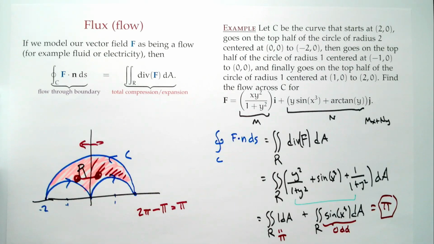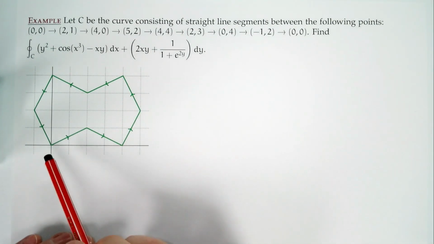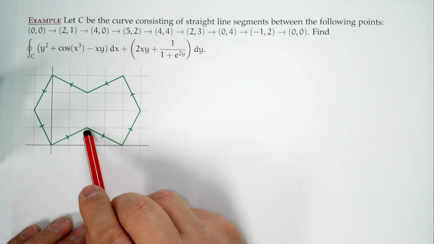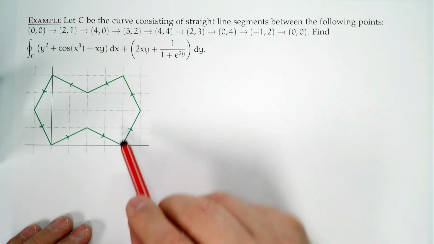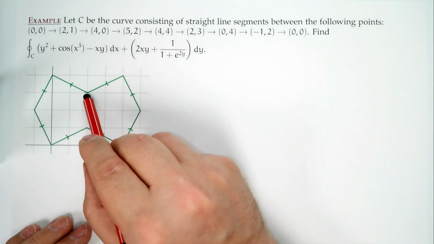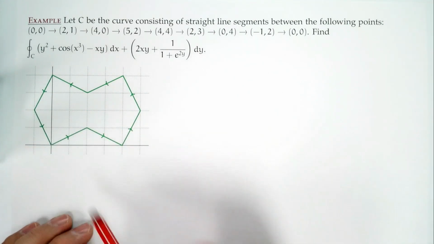All right. To be continued. Okay, one last example. And this one's kind of an interesting example. So let's do it. Let C be the curve which consists of straight line segments between some points. We're going to start way down in the corner at 0, 0, go to 2, 1, go to 4, 0, go to 5, 2, then go to 4, 4, over to 2, 3, 0, 4, minus 1, 2, and back to 0, 0.